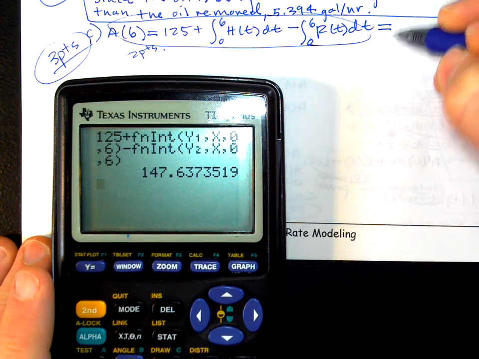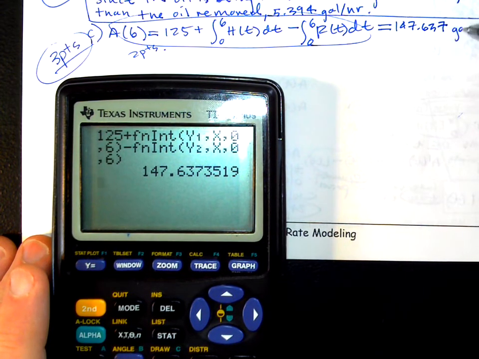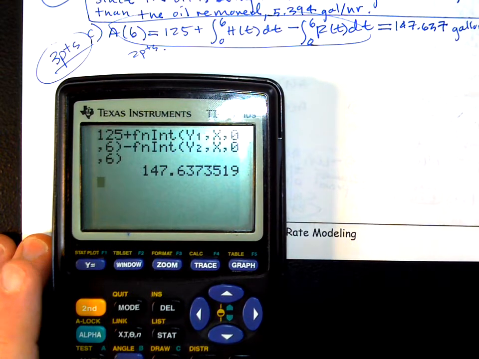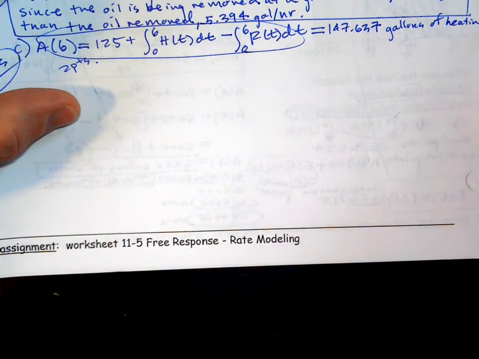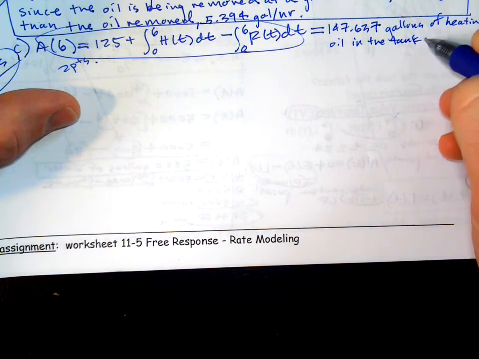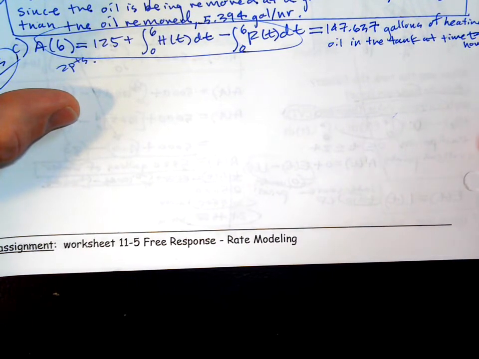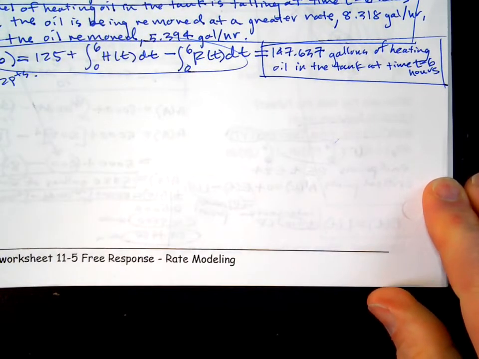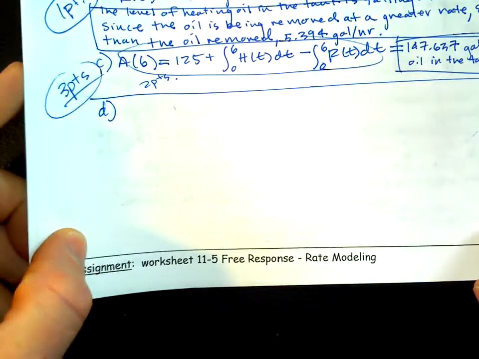So let's see, 147.637, rounded or truncated, comes out the same. Gallons of heating oil in the tank at time T equals 6 hours. That's a kind of a thorough answer with units and context. All right. So that's usually a common question. They might just ask you to do the rate model, straightforward, plug in a time, find the overall amount.